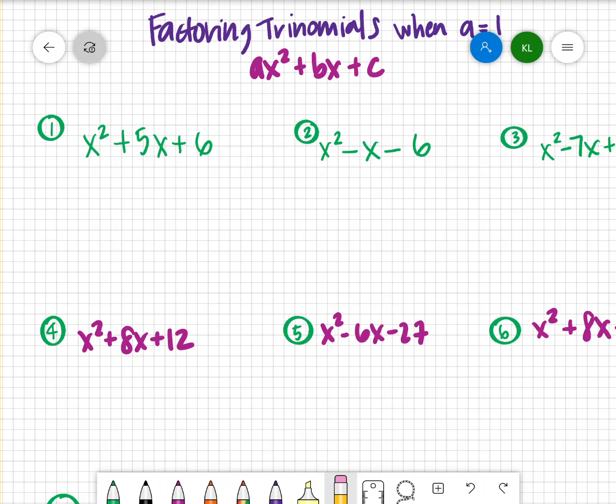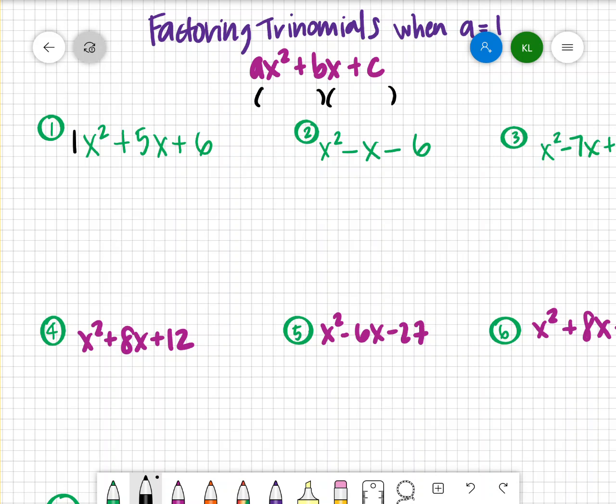Okay, so when we're factoring trinomials, again, factoring basically means that we are turning these polynomials into a multiplication problem. So basically our answer is going to look like two binomials that are being multiplied together. You can factor all of these using the grouping method. So that's the method that you were shown in your packet. So I'll do number 1 using the grouping method.